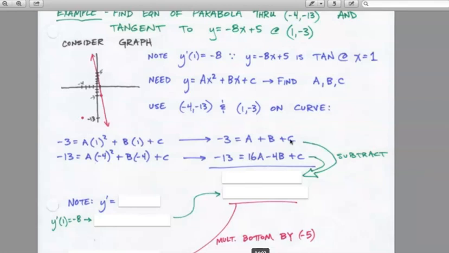So from here, if we subtract these 2 expressions here to make the C's cancel out, then I get this equation here. All I did was the top minus the bottom to get this equation. A minus 16a gives me this. B minus -4b gives me this. So this is an equation in A and B only.